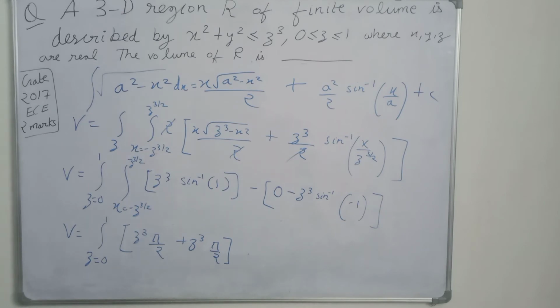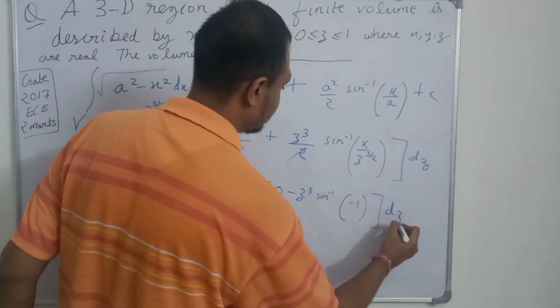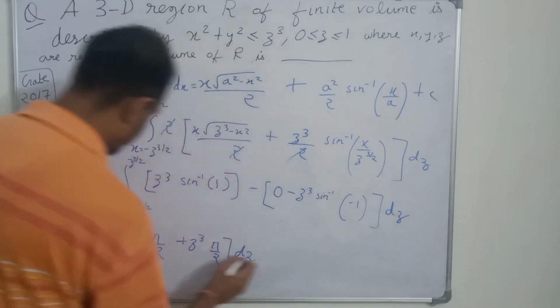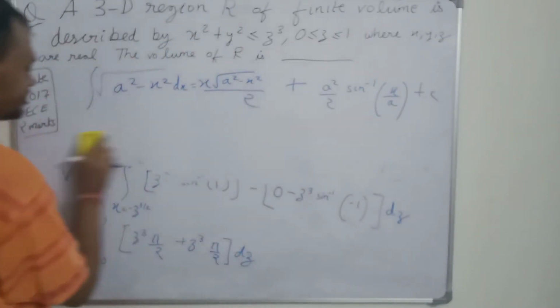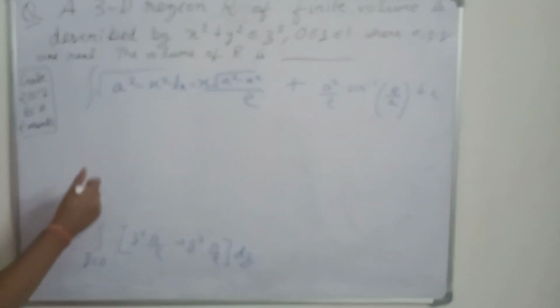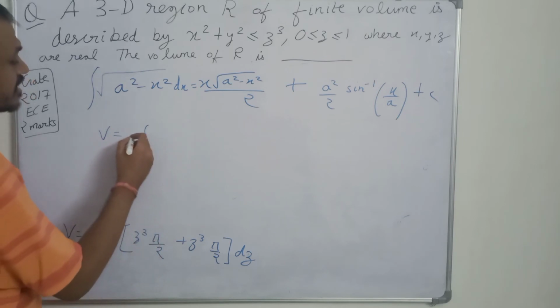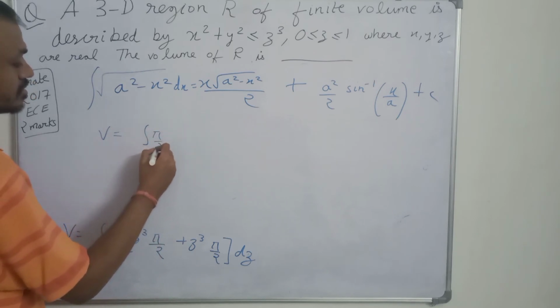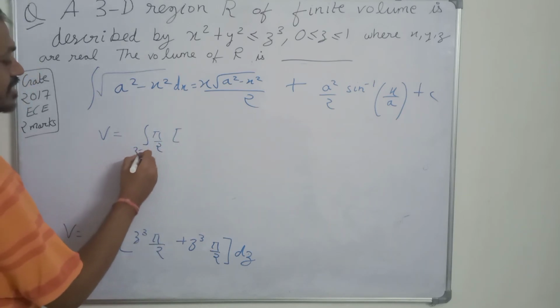So volume will be equal to, and dz is here, because we still have to integrate with respect to z. So volume will be equal to integral of, so we can take pi by 2 common. So integral of z to power 3, and z is from 0 to 1.